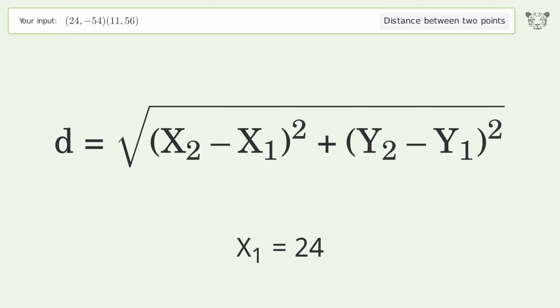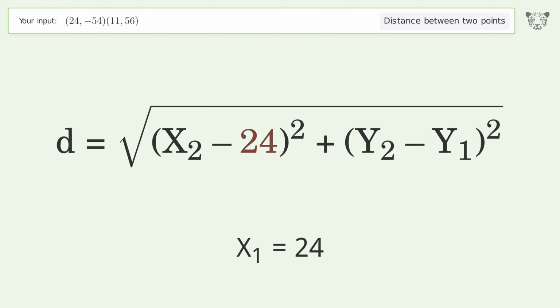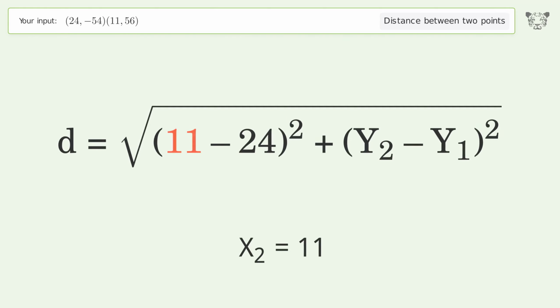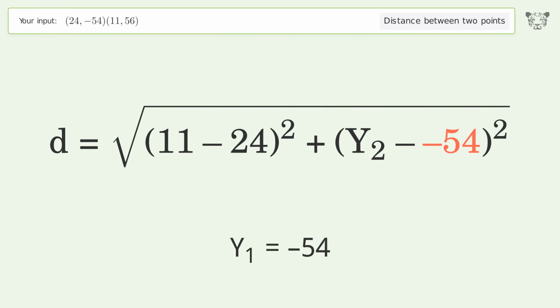x1 equals 24. x2 equals 11. y1 equals negative 54. y2 equals 56.